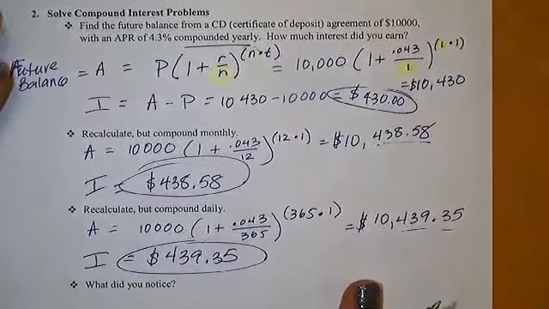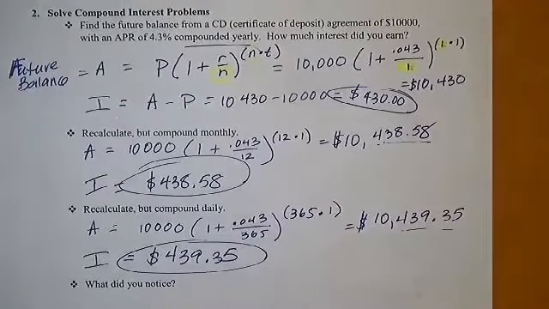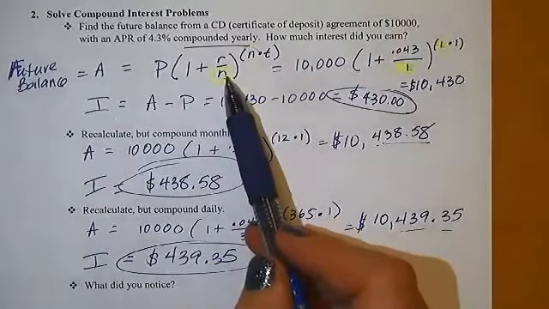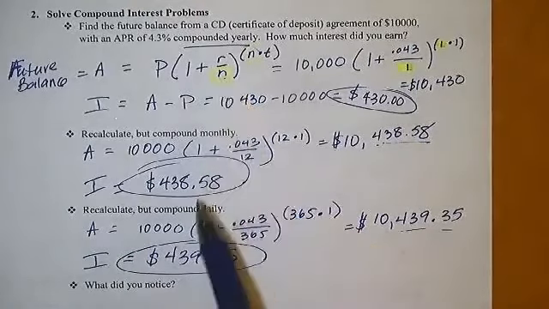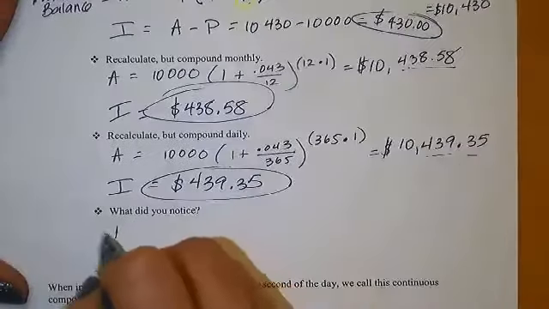So in the last question, what did you notice? Well, we noticed that the higher the N, or in other words, the more often you compound an account, the more interest you earn.